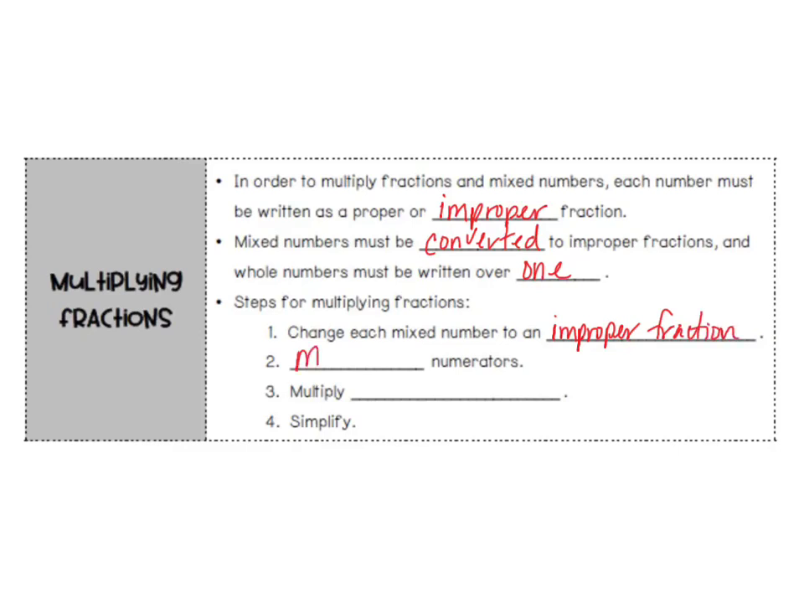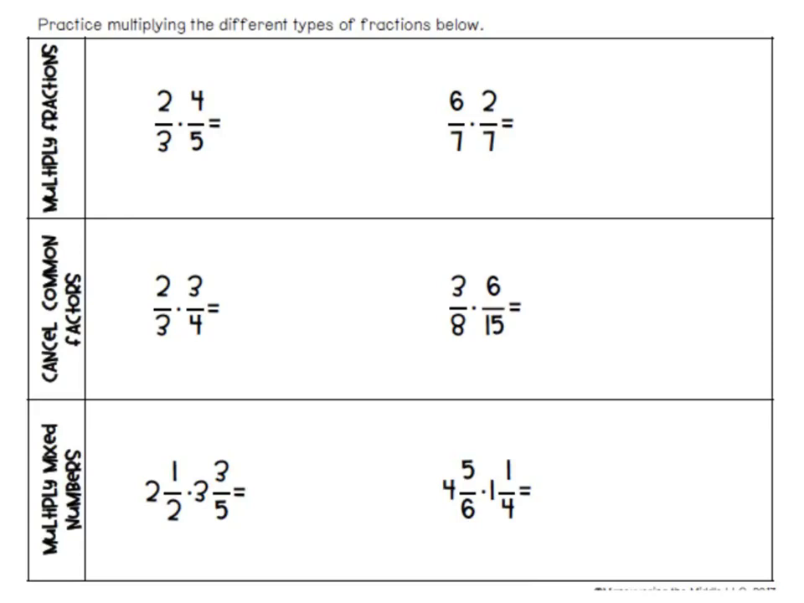Then we multiply our numerators. We multiply the denominators. And then we will have to simplify. Let's look at some examples. So we've got some different ways that we are going to be multiplying here. Let's look at this first example, which is 2/3 times 4/5.